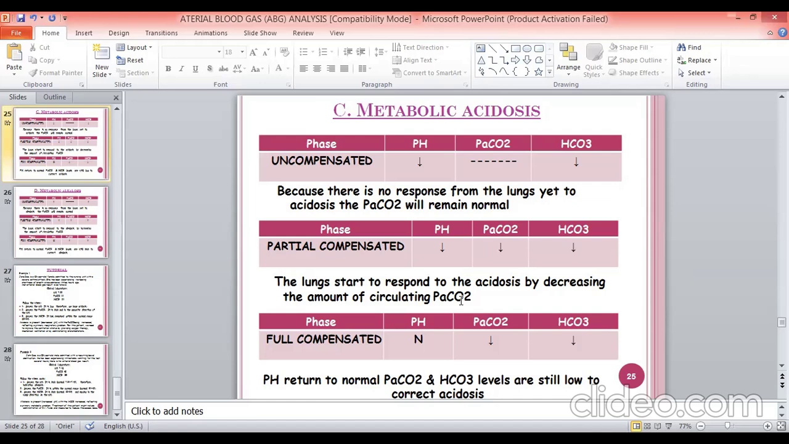Once the compensatory mechanism has started and full compensation is accomplished, the pH comes within the normal range, while the partial pressure of carbon dioxide and bicarbonate remain in a downtrend. So pH returns to normal, but the partial pressure of carbon dioxide and bicarbonate levels are still low to correct the acidosis. This is the compensatory mechanism during metabolic acidosis.